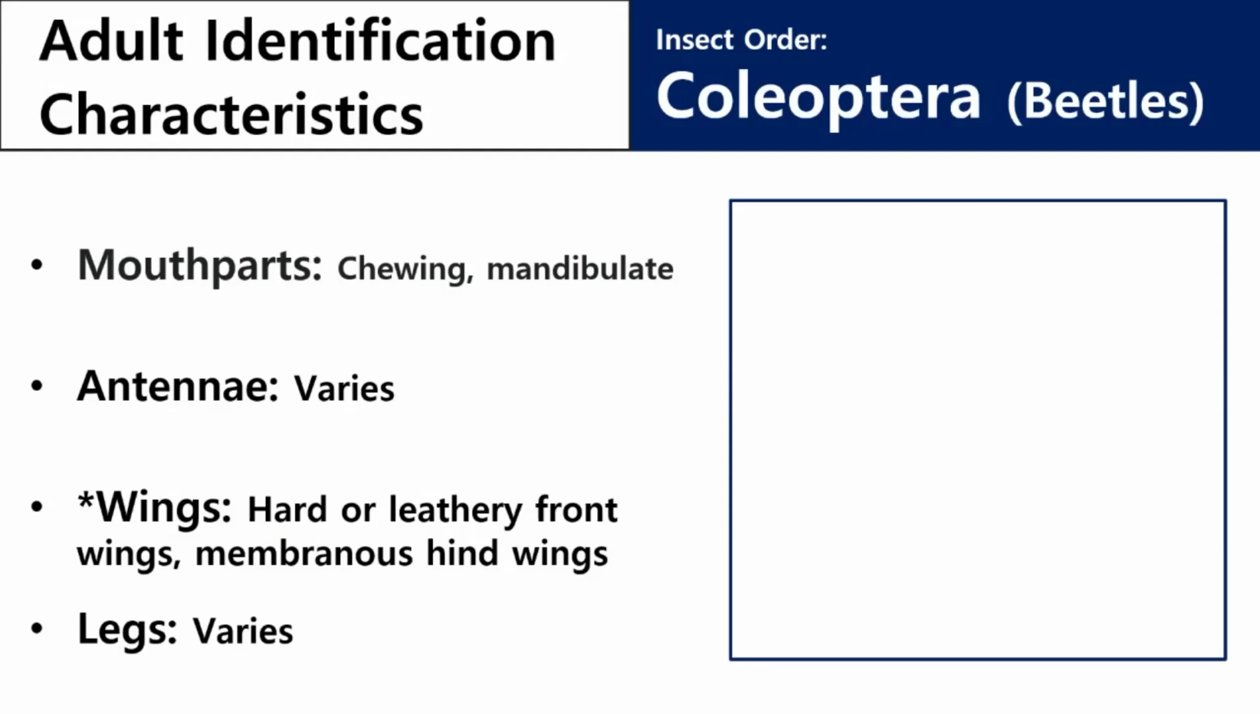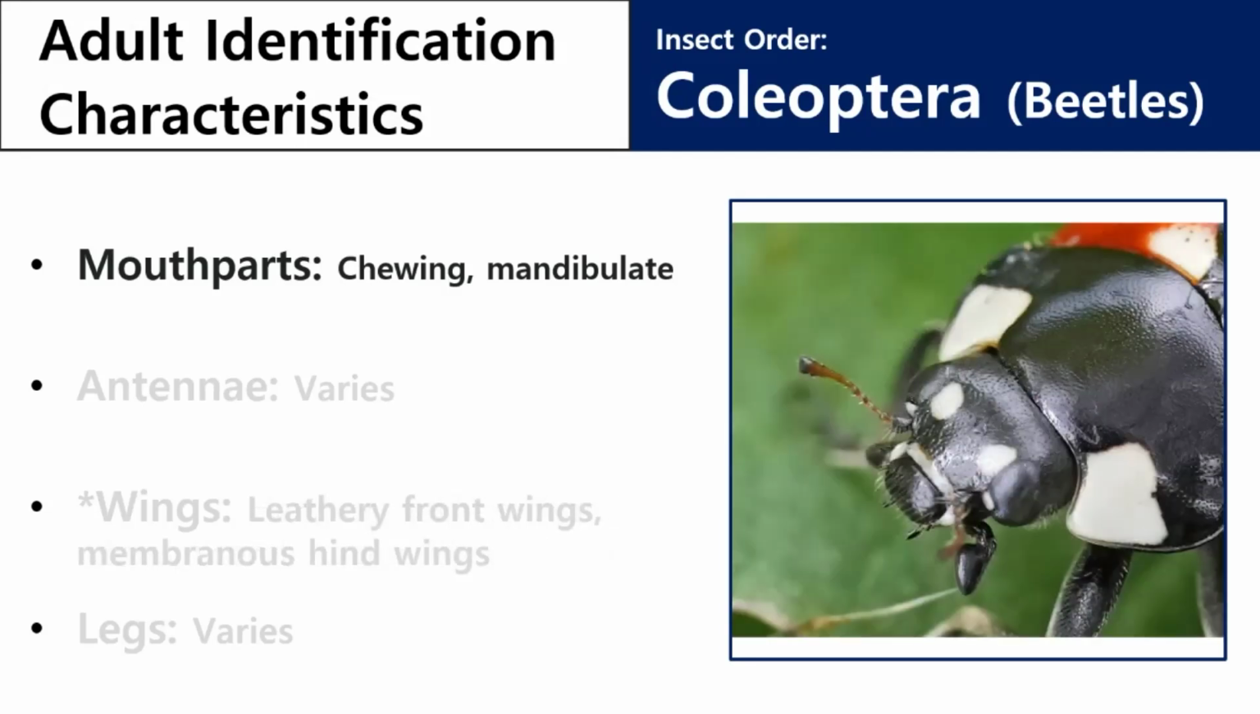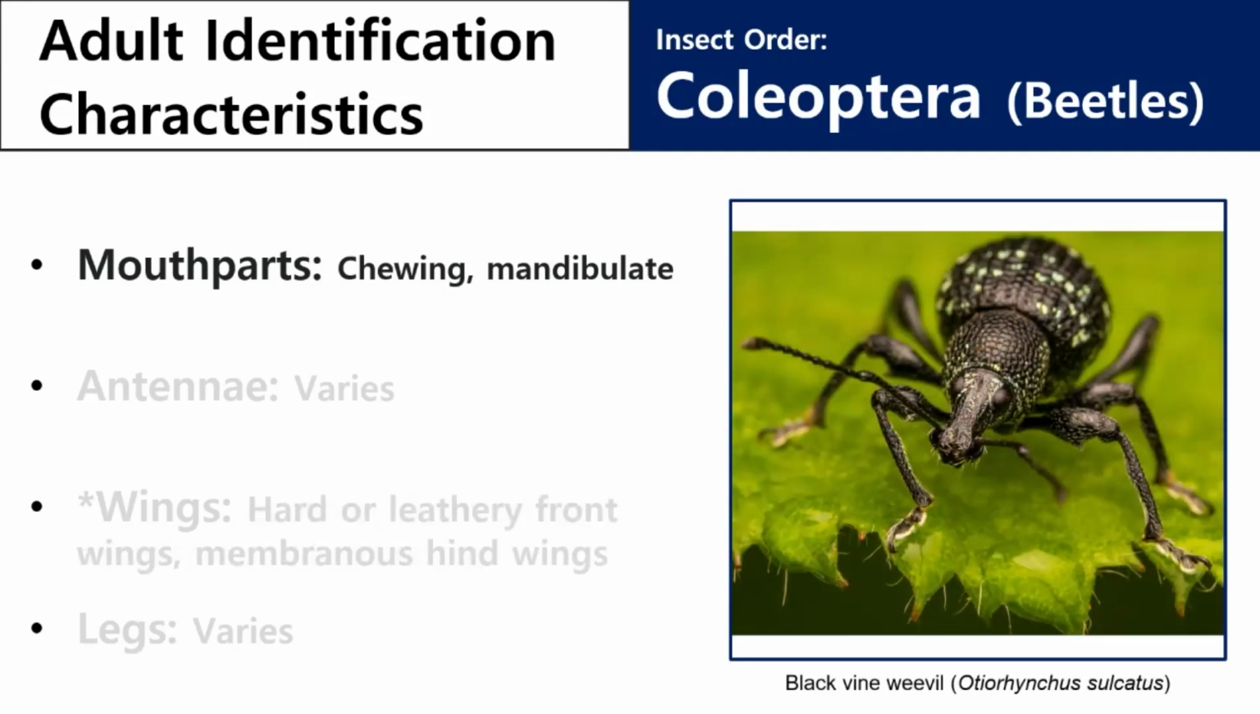Looking at adult identification characteristics, their mouth parts, they have chewing mouth parts, as we can see here. Some are very visible, like we can see with this particular beetle, and some aren't as visible, like with our ladybugs. Typically hidden, we can't really see the mandibles as well, but all of our beetles do have these chewing mandibulate mouth parts, so well-developed mandibles.